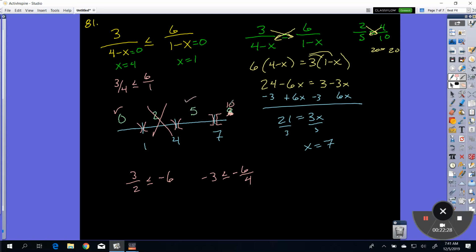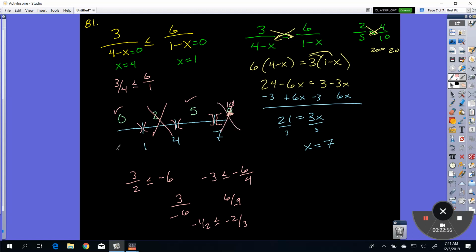And now we have 10 to plug in. 4 minus 10 is negative 6. So 3 over negative 6 makes negative 1/2. And then 1 minus 10 makes negative 9. So that's negative 2/3. Which one's further left, negative 1/2 or negative 2/3? So negative 1/2 is not less than that.